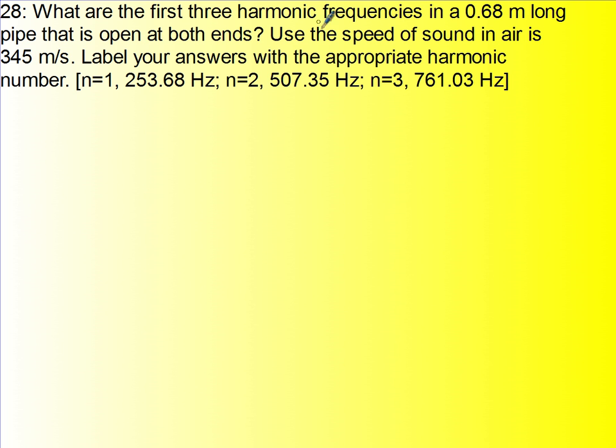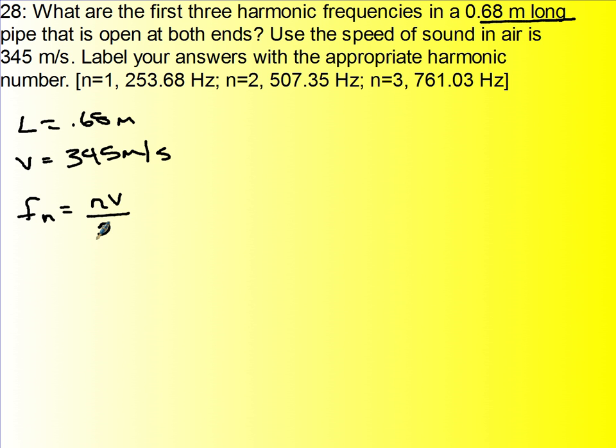Now, what are the first three harmonic frequencies in, let's see, L is 0.68 meters. Let's try that again. L is 0.68 meters. How do I know L? Because it's 0.68 meters long. That's open at both ends. Speed of sound is 345 meters per second. So, Fn is nV over 2L. So let's do F1.